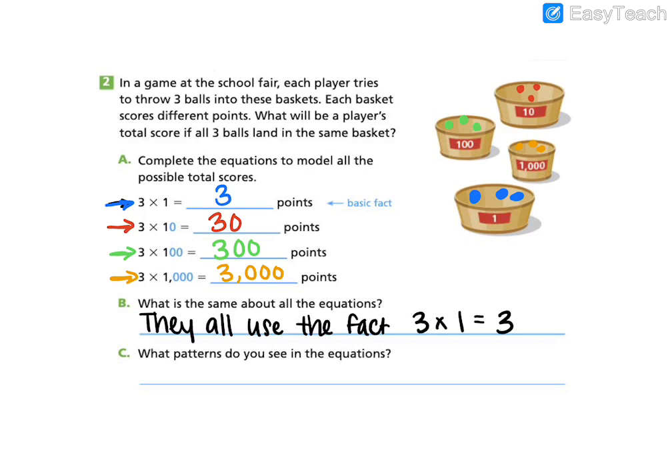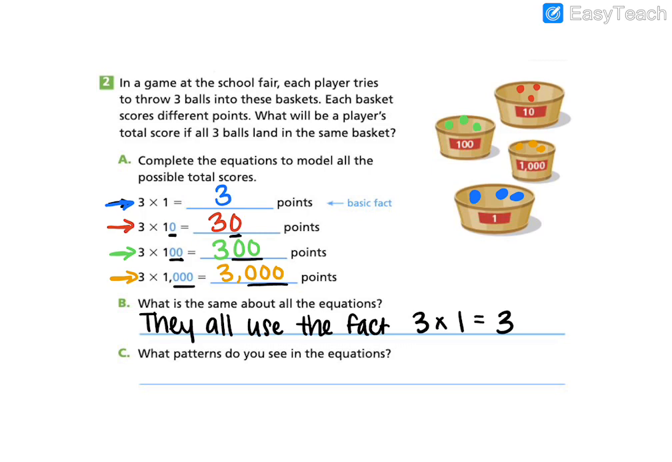Letter C is now asking us to look at a pattern, and this problem's actually given us a little bit of a hint here. Do you notice how it has some blue zeros at the end of each of those factors? If we relate that number of zeros to the product, this factor of 10 has 1 zero. This product has 1. This factor, 2 zeros. This product, 2 zeros. This factor has 3 zeros. This product has 3.